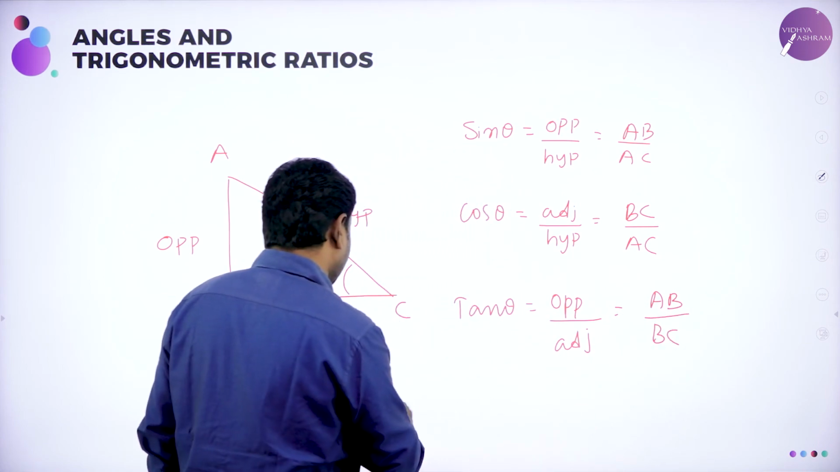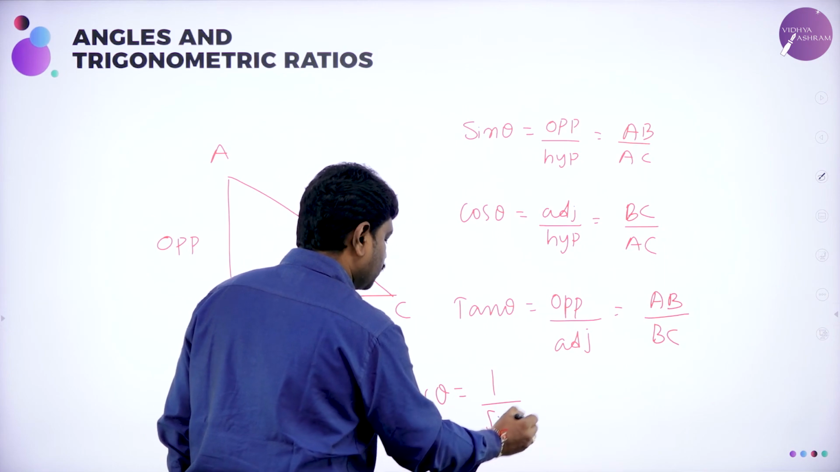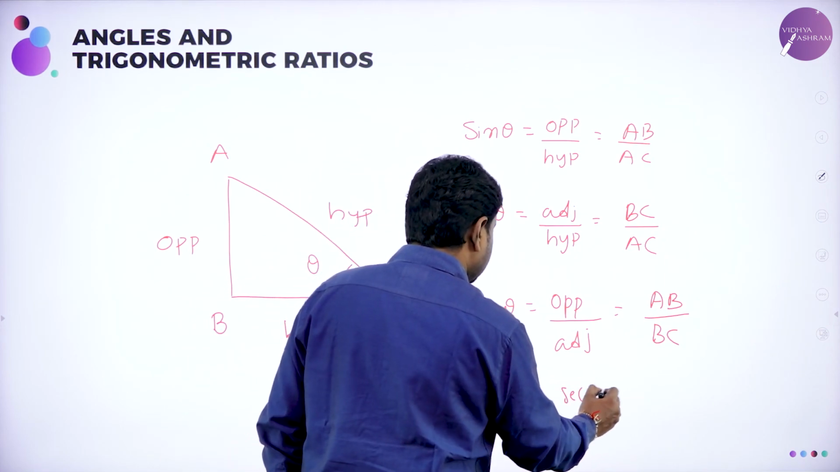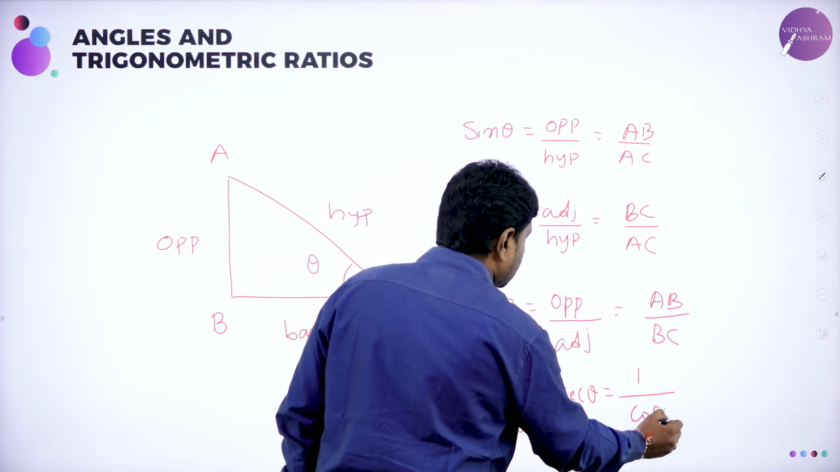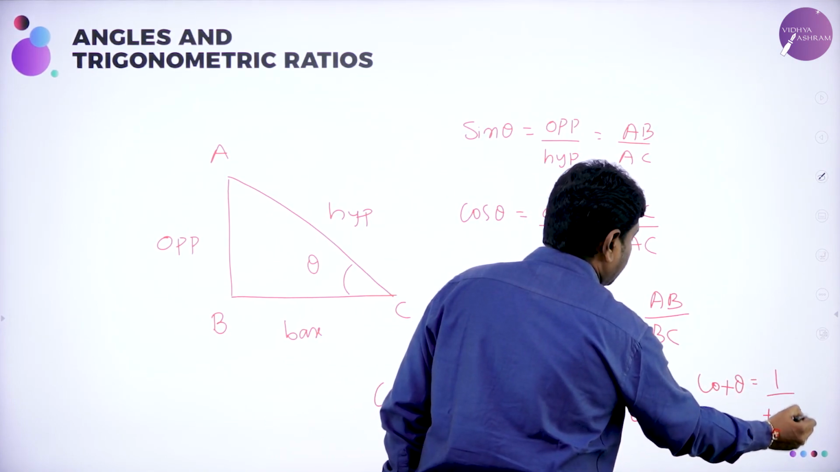And reciprocals. If they want cosecant theta, then it is the reciprocal of sin theta. Whatever you get for sin theta, you reciprocate. And secant theta. Secant theta is what? 1 by cos theta. And cot theta. What is cot theta? 1 by tan theta. These are the basics to solve the problems.